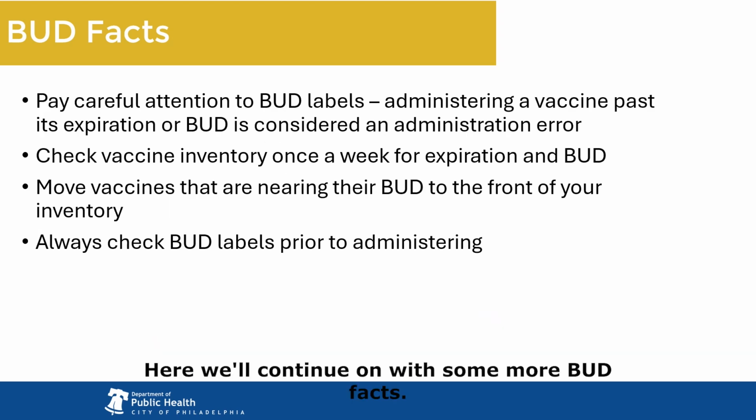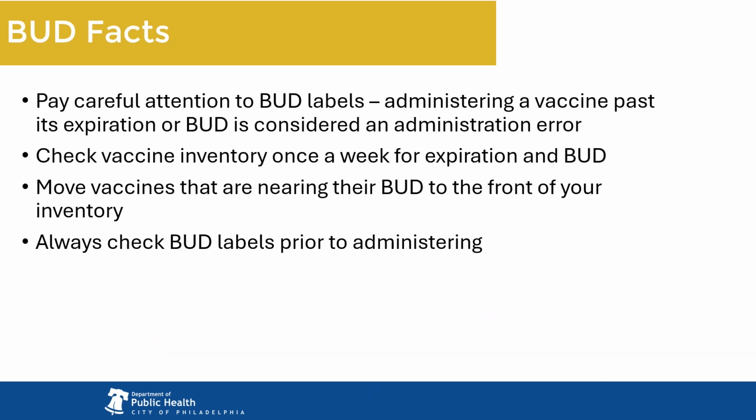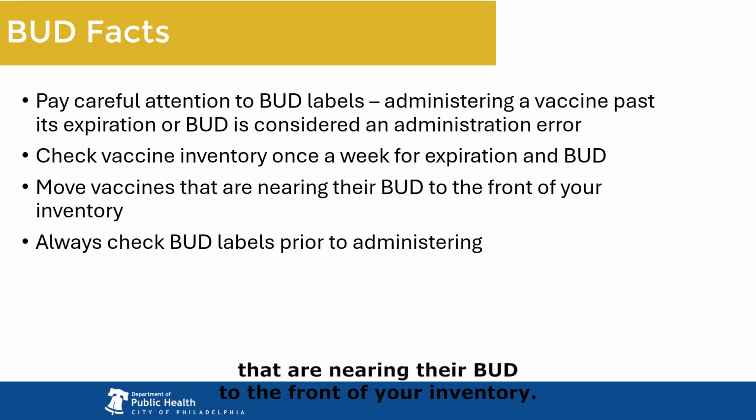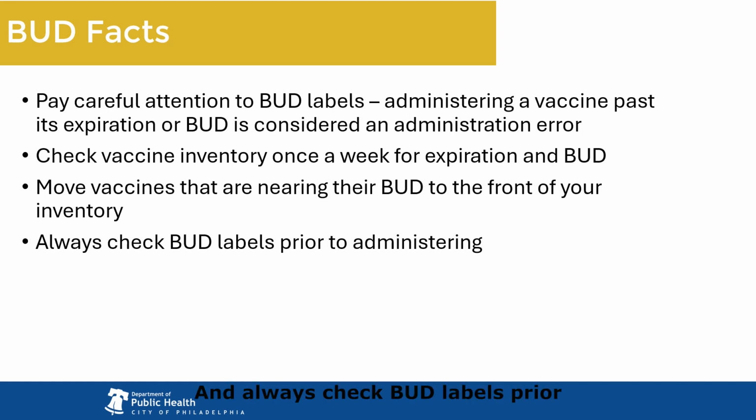Here we'll continue on with some more BUD facts. First, pay careful attention to BUD labels. Administering a vaccine past its expiration or BUD is considered an administration error. Next, check vaccine inventory once a week for expiration and BUD. Also, move vaccines that are nearing their BUD to the front of your inventory and always check BUD labels prior to administering.